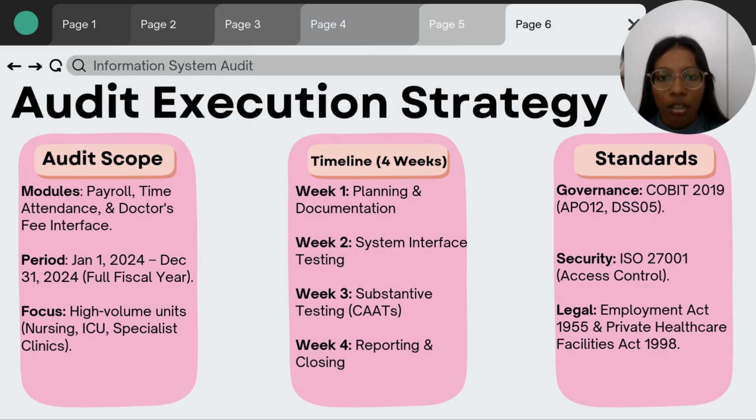So the first week we are doing the planning and documentation, and then week two is the system interface testing, week three is substantive testing, and in the fourth week we do the reporting and the closing. For our standards, for governance we use COBIT 2019, for security we use ISO, and for legal, we use the Employment Act 1955 and Private Healthcare Facilities Act 1998.